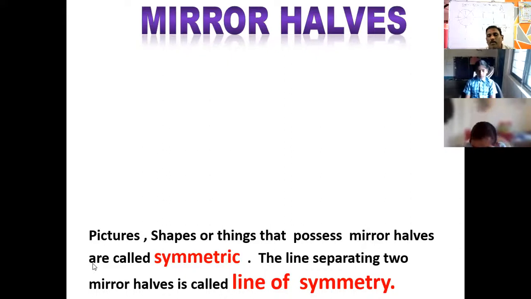And interestingly, when one part is given, you must be able to draw the other part also. That type of worksheet is also there. I will share after the class. This part will be given, the same part you have to draw on that side. Here we have a vertical line of symmetry. Straight lines are vertical. Horizontal symmetry, vertical symmetry. This we discussed last year.